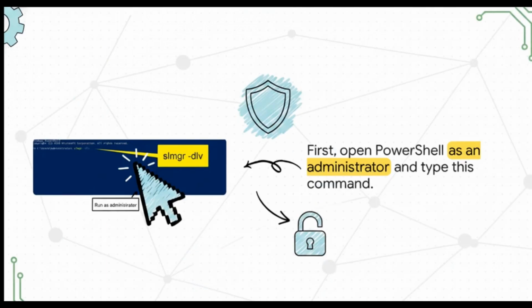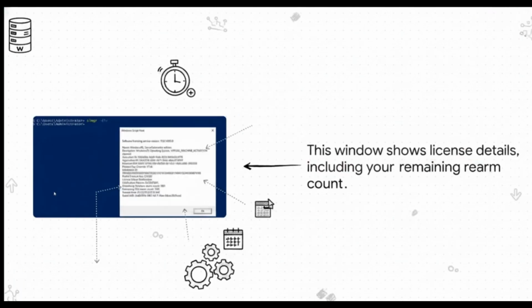Okay, this next bit is absolutely crucial. You have to open either PowerShell or Command Prompt with administrative privileges. So just right-click on the icon, find Run as Administrator, and click that. Once you're in that admin window, type slmgr /dlv and hit Enter. After you run the command, you'll see this window pop up.